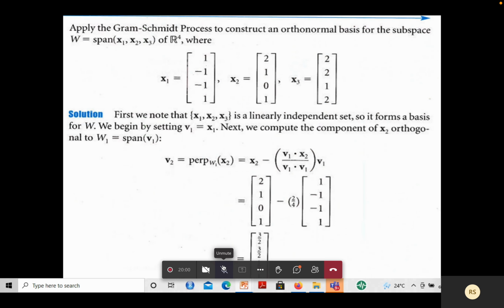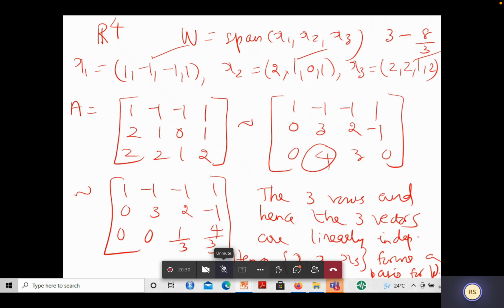Check. Shall I proceed? If you want, you can even look into the question. Apply Gram-Schmidt orthogonalization process to construct an orthonormal basis for W. Inner product is not defined here, so that means it is the standard inner product. Okay, we'll proceed now.